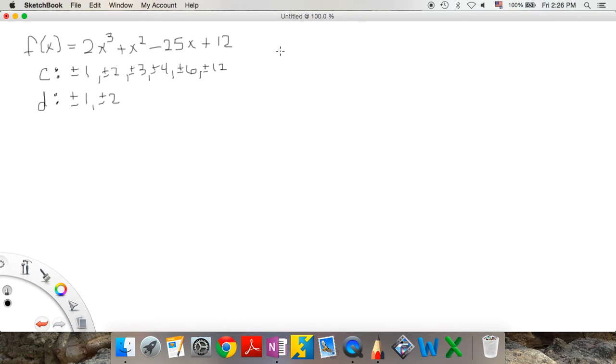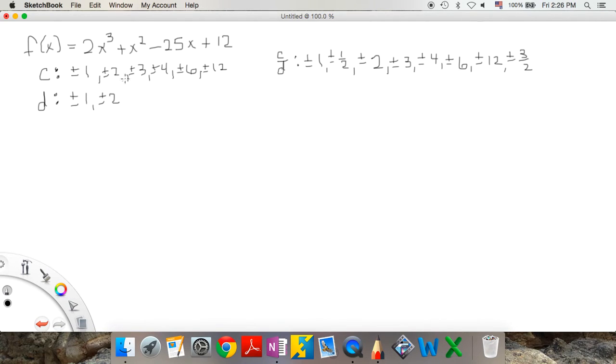So what does that mean our possible rational roots are? Well, we've got 1 over 1 and 1 over 2. And then we've got 2 over 1 and then 2 over 2, which just gives us 1. We've already written that one down. And you keep going through and putting all these out, and you end up with plus or minus 3, plus or minus 4, plus or minus 6, plus or minus 12, and then plus or minus 3 halves is the other fraction. So these are all our possibilities.